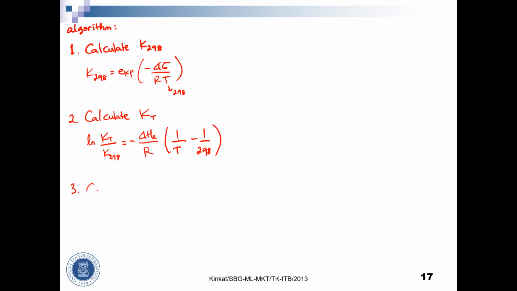Then determine the pressures. Calculate PR, which is P over PC, and TR, which is T over TC. From here, you can get phi, the fugacity coefficient, from the graph.